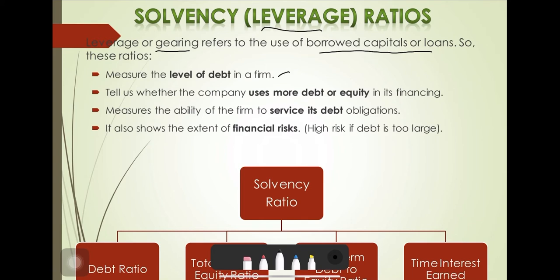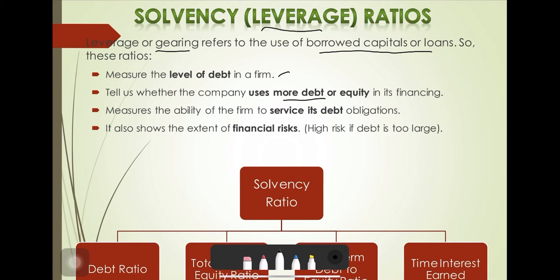We want to know how much is the proportion of debt a company has relative to its assets. This ratio tells us whether the company uses more debt or equity, whether the company is financing by debt, whether they are issuing bonds or depending on debt, or whether they are issuing equity, such as common stock or preferred stock.